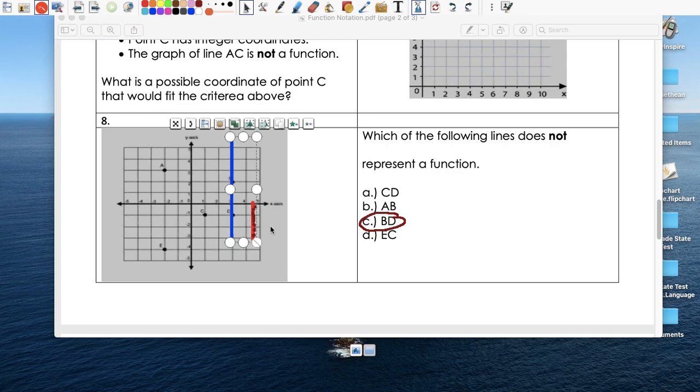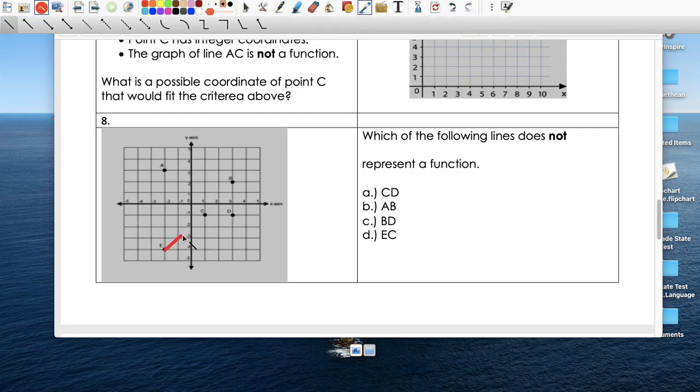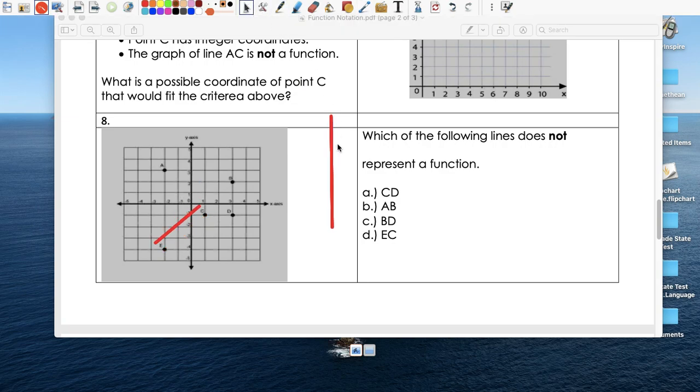Shoot, sorry. Clear annotations. All right, and the last one, EC. Where is EC? EC is right here. Okay, line EC. Let me take another line.